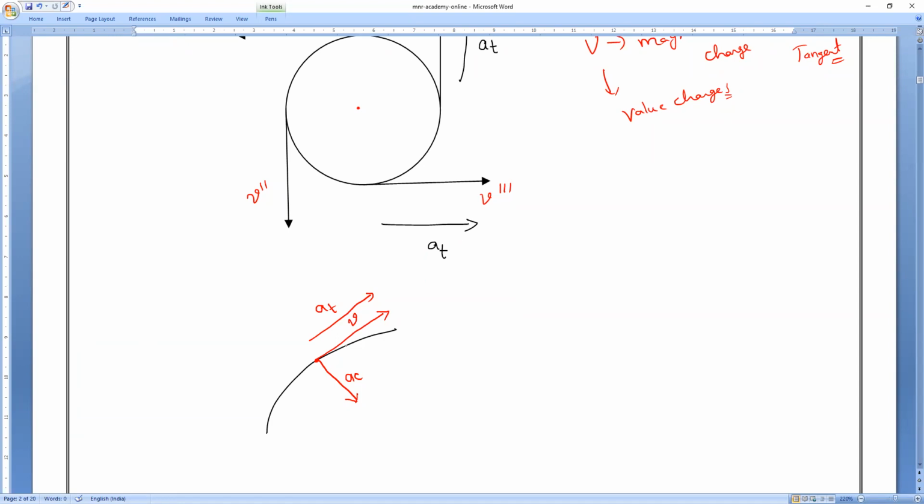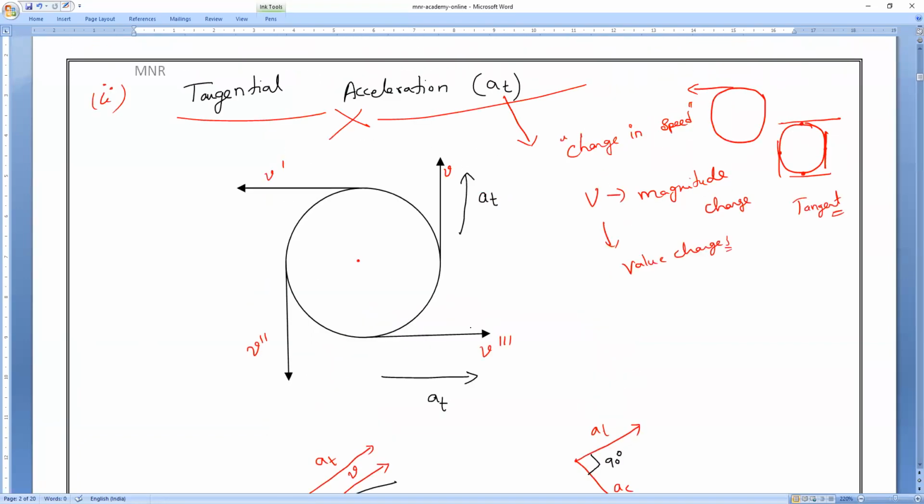So imagine at a particular point, the tangential acceleration is acting in this direction, and the centripetal acceleration is acting towards the center. By this time you might guess: what is the angle between them? Perpendicular, 90 degrees. Clear, everybody? Understood or not?